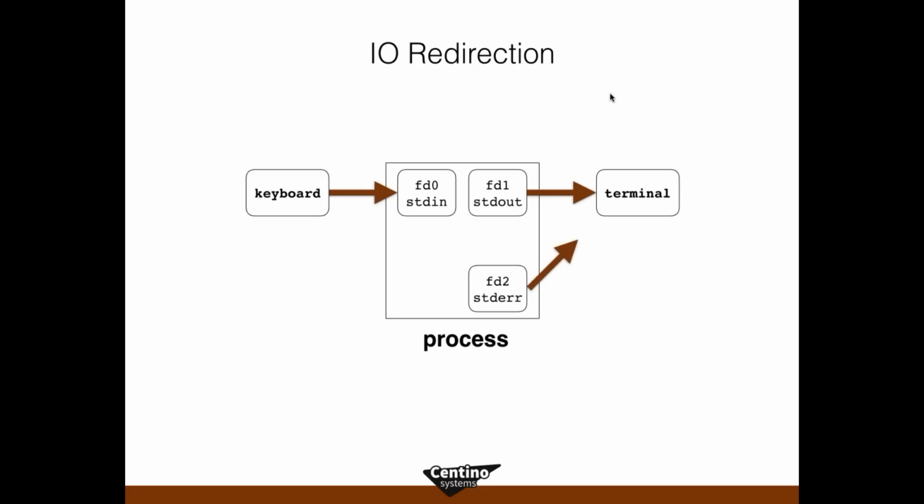But this is where it gets special, right? We can take these things and redirect them to other locations. So if I wanted to take all of my errors for a running process and write that data into a file, I can do that by redirecting file descriptor 2, or standard error, to a file. I can do the same thing with file descriptor 1 for standard out. And I can even go so far as to pipe input from a file into my process.